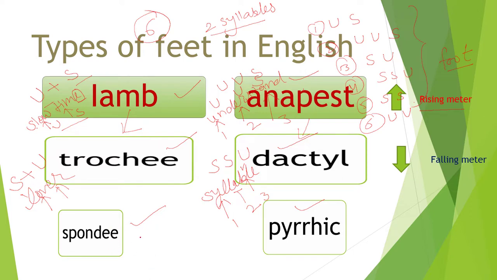In spondee we have two stressed syllables. In English there is no poem which is completely written in spondee. And in pyrrhic we have two unstressed syllables. In English there is no single word that is pyrrhic or that has two unstressed syllables. So in this list we have 6 types of feet, and on the basis of their combination of stressed and unstressed syllables we can call them iamb, anapest, trochee, dactyl, spondee or pyrrhic.